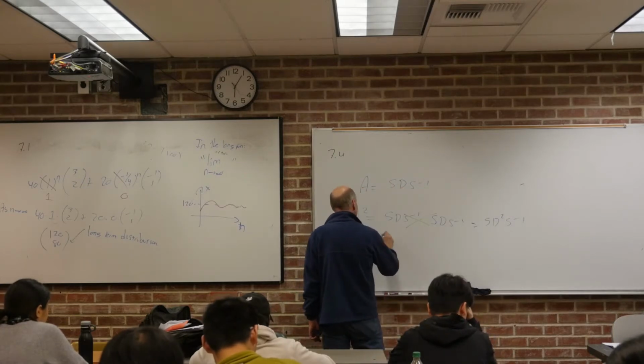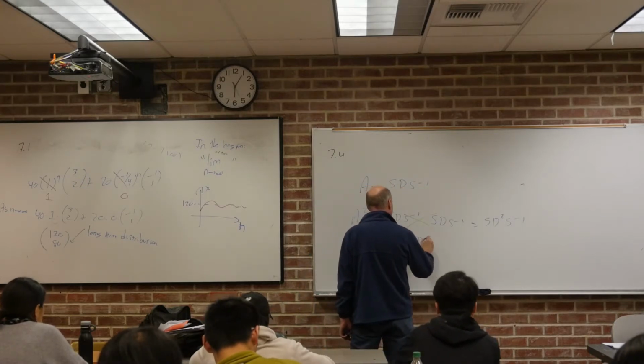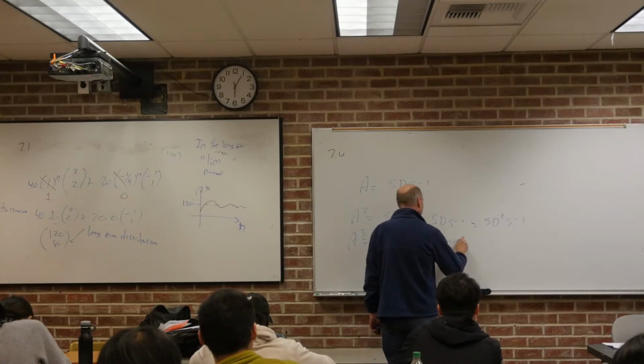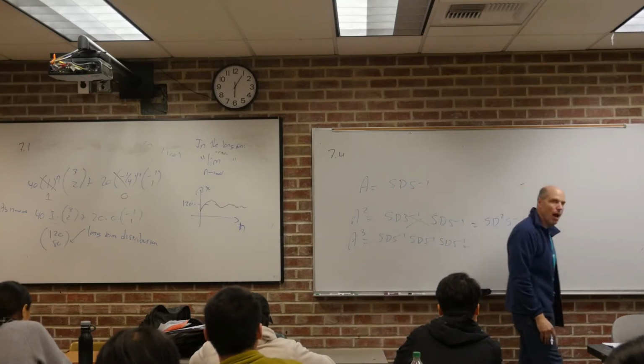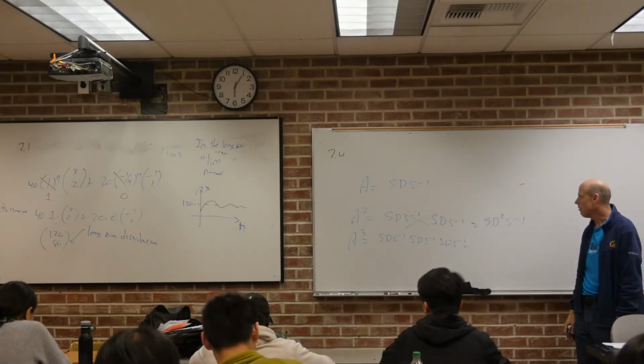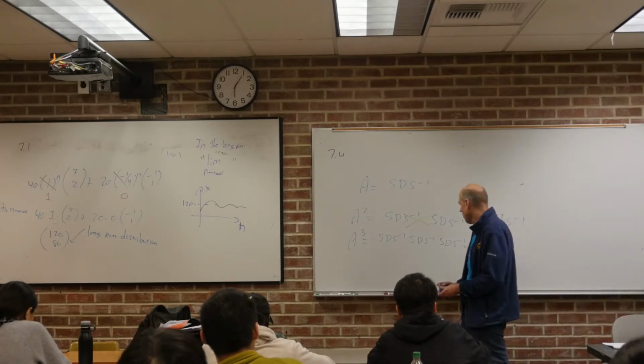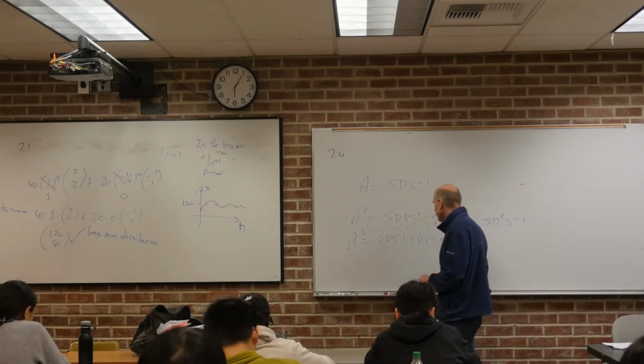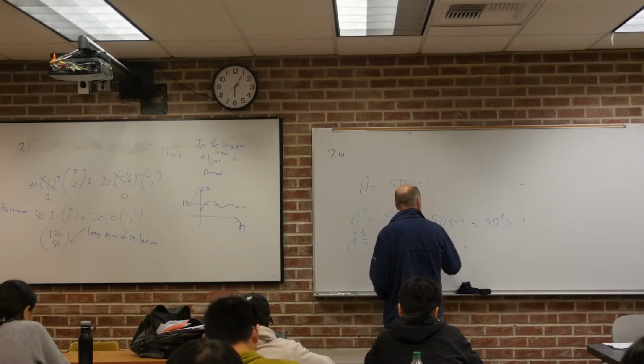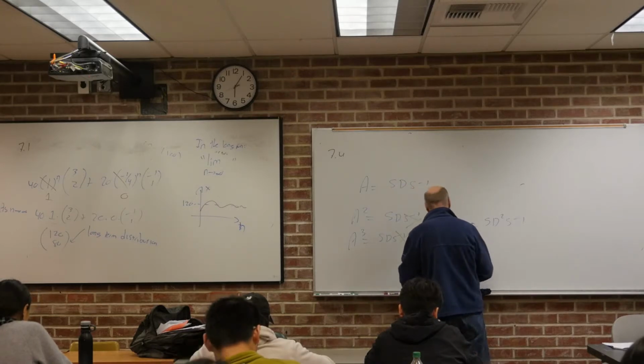And A cubed is going to be 3 copies of S, D, S inverse. And we're going to get some canceling here. You choose 3 A's. Very good.